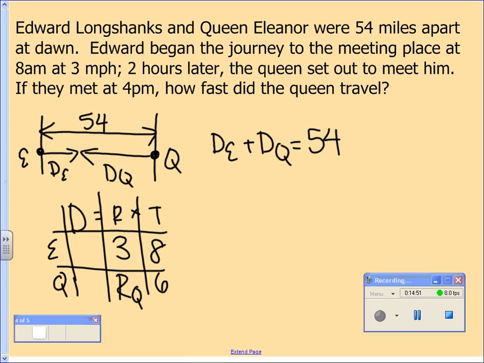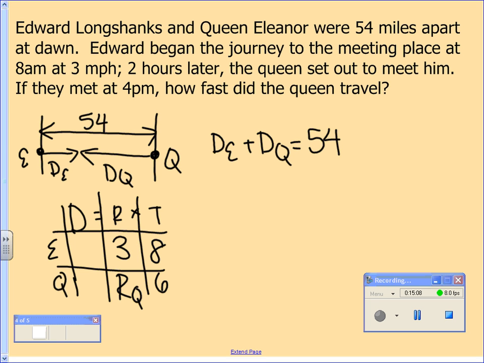He started at 8 and they met at 4. He stopped walking at 4 p.m. So from 8 to 4 is 8 hours. And then she started 2 hours later, so she started at 10 and they still stopped at 4. Any other questions on this part?